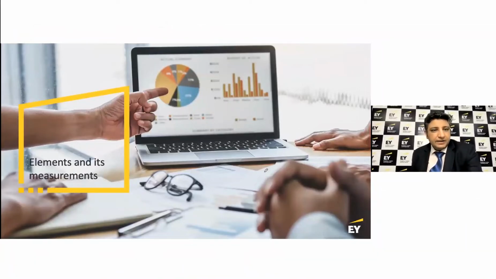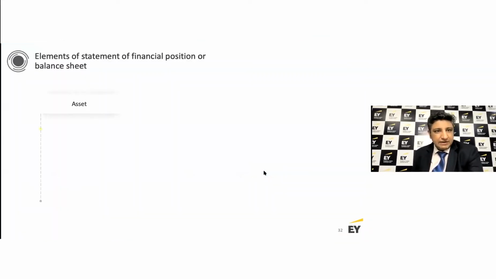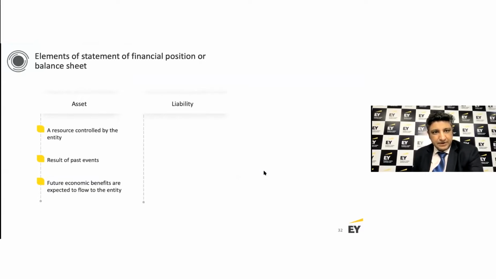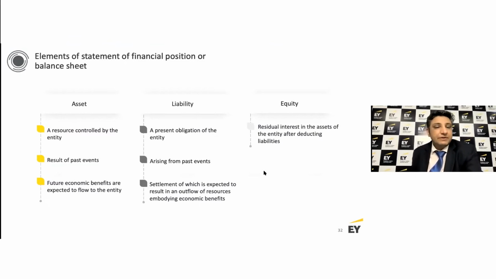Hi, everyone. We would now like to talk about the different elements within the financial statements and how these are measured. For example, what are the available measurement criteria present in the framework? That's what we want to talk about. Essentially, when I look at the elements, we are primarily talking about assets, liabilities, and equity.